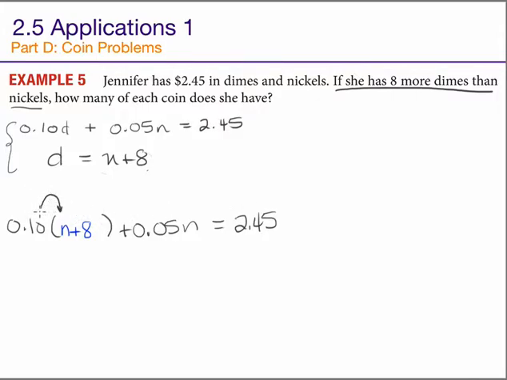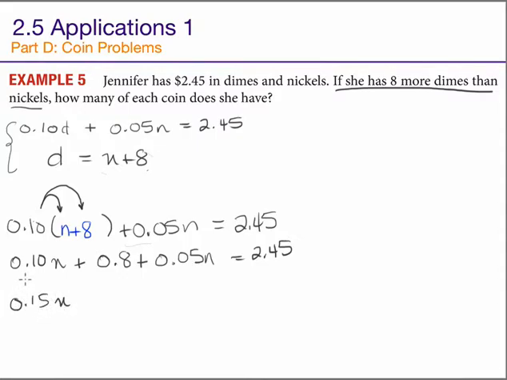Okay, once again I have distribution. So this sentence becomes 0.10 times n plus 0.10 times 8. I can do that on the calculator, and I get 0.8 plus 0.05n equals 2.45. Now I can combine like terms. 0.10n plus 0.05n is 0.15n. I'm adding the 0.10 and the 0.05 to get the 0.15, plus 0.8, no n here, equals 2.45. Now I have one term with a variable in it and one term with no variable in it, the constant term. That's in my way, so let's subtract it from both sides.